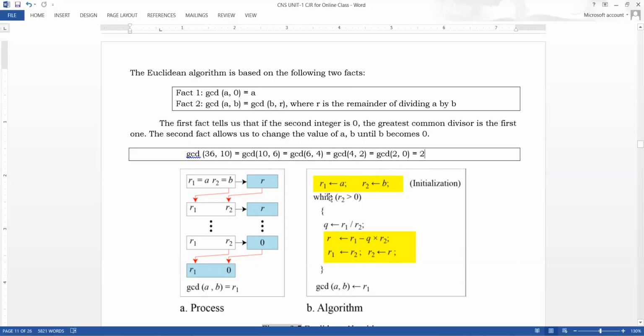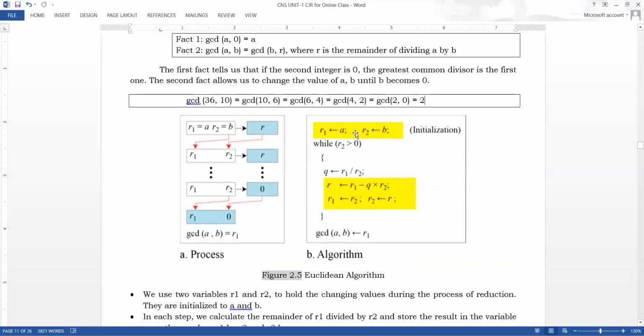The same process we have represented as an algorithm. So let us see here. For example, GCD of a comma b we want to find. So here, first value a is assigned to R1. Second value b is assigned to R2. Now take R1 by R2 and note down the remainder here.